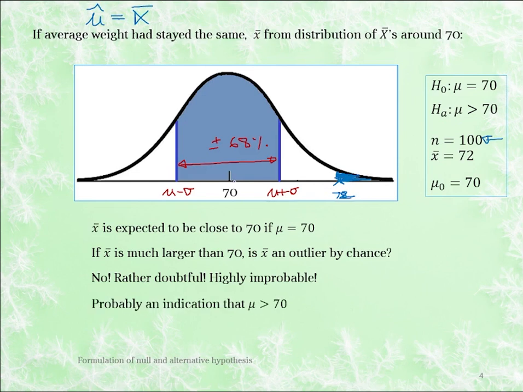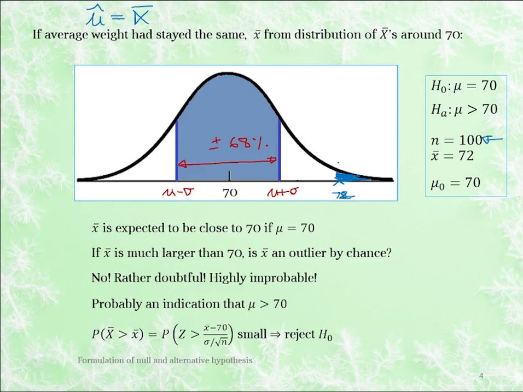So this is an indication that mu is probably larger than 70, because we expect that most of our x bar values will lie close to 70 if 70 is still the population mean. So that is the concept that we're working towards. That just means that if the probability that x bar is larger than that observed x bar value is very small, then we are going to reject the null hypothesis.